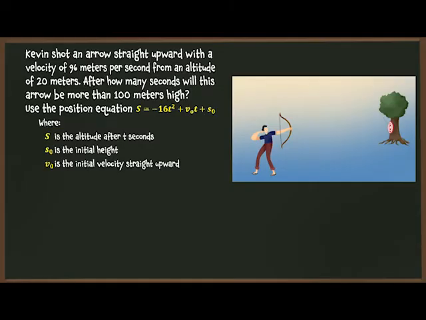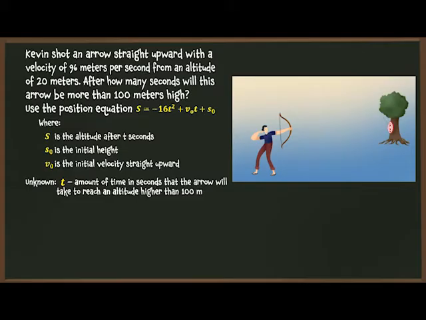It is the value of the variable t, which is the amount of time in seconds that the arrow will take to reach an altitude higher than 100 meters. This altitude is the variable s. We express this given information as the inequality s is greater than 100.